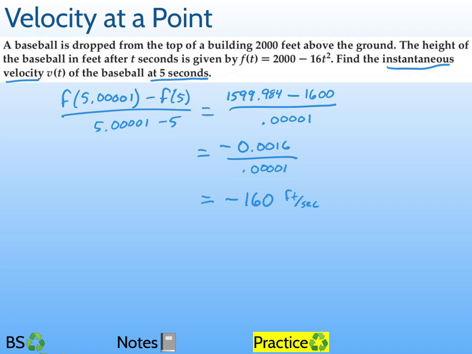This was the same answer as our brain starter, but in that case we really just got lucky. It's the idea that this accelerates at a constant rate, and we picked 4 and 6. If we picked numbers that weren't the same distance on both sides, it wouldn't work out the same way. But in this case, 160 feet per second going downward is pretty much the instantaneous velocity of the baseball at 5 seconds.